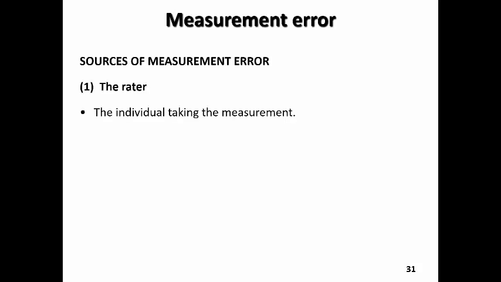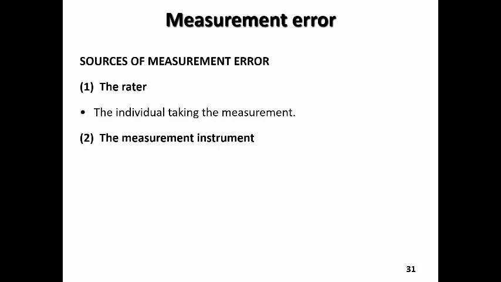The first one is the rater, and the term rater is referring to the actual researcher, the person taking the measurement. Now, this also applies to clinical situations as well. And so when a clinician is taking a recording, a measurement such as blood pressure or reading diagnostic tests, that person can often be the source of that measurement variability.